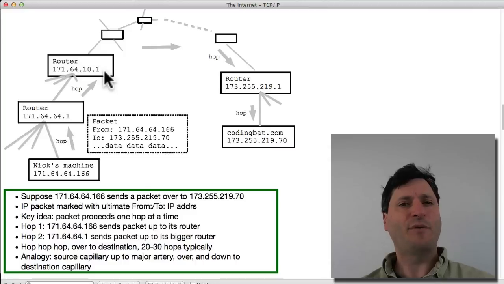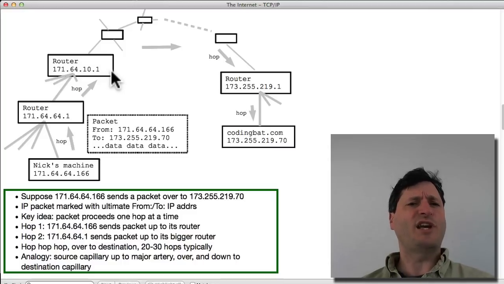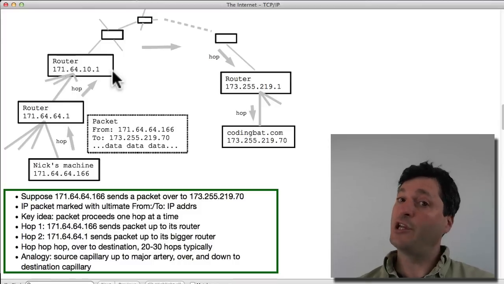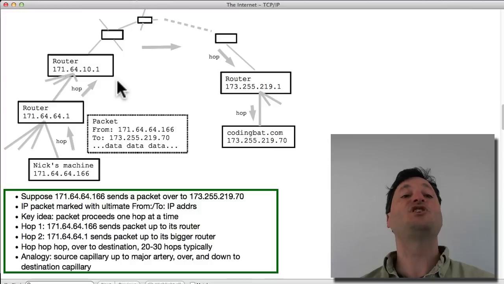Now this router will send it in turn upstream to its router, a slightly bigger, more expensive router. That's a second hop. And this process continues where each router looks at the packet and has to make a decision, which way do I send this? It's tricky for it to know, but it is feasible. In particular, each router doesn't have to know a map of the whole internet. It just has to know its neighborhood.